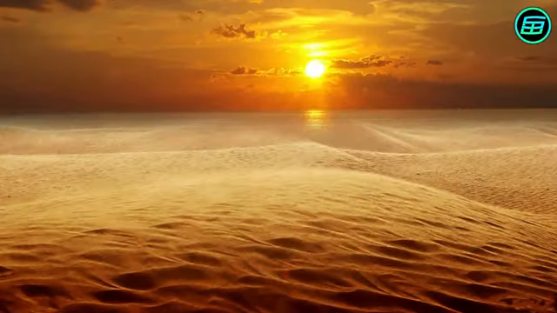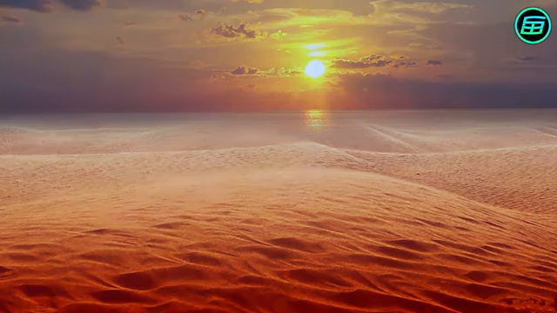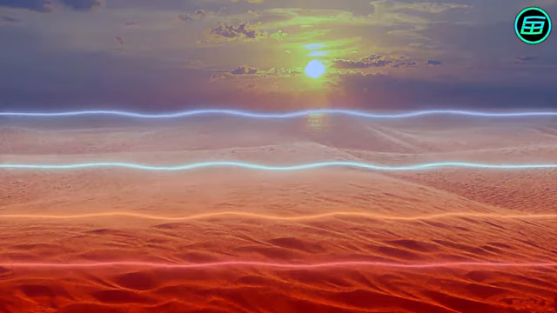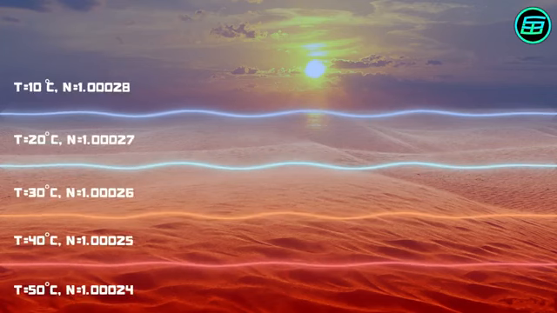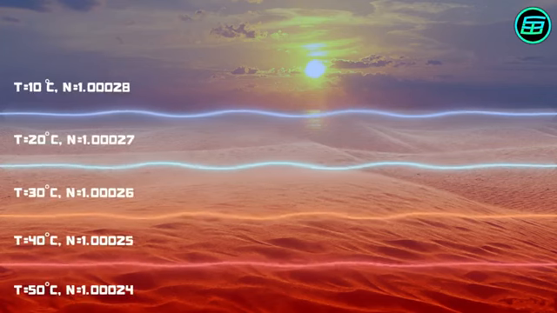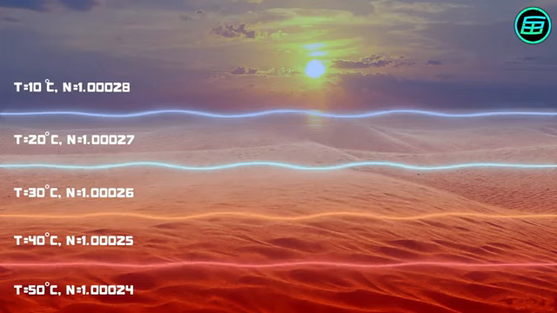In summer, the hottest layer of air is the one closest to the ground. As the hot air rises, it cools, with the result that there are layers of air at different temperatures with different refractive indices.